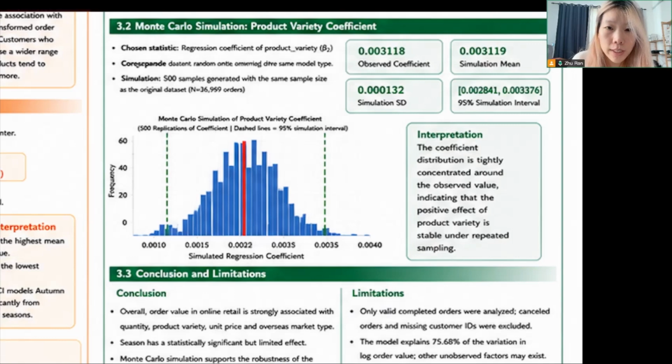0.002841 to 0.003376. Because the whole interval is positive, the positive effect of product variety is stable in the simulation.